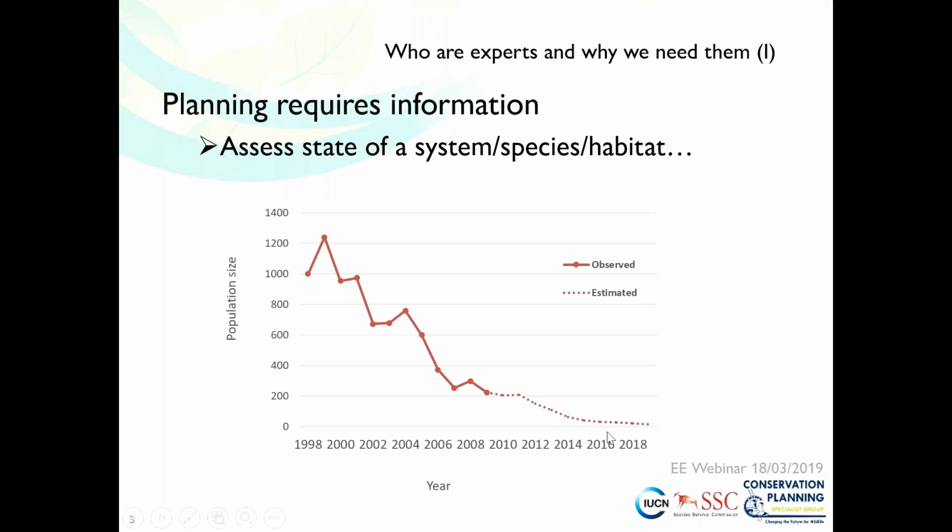So we need to know what's happening now. So this information is missing, and we will need to fill this gap in some way. We might turn to experts of the species or experts of the place where we're monitoring the species, or both.